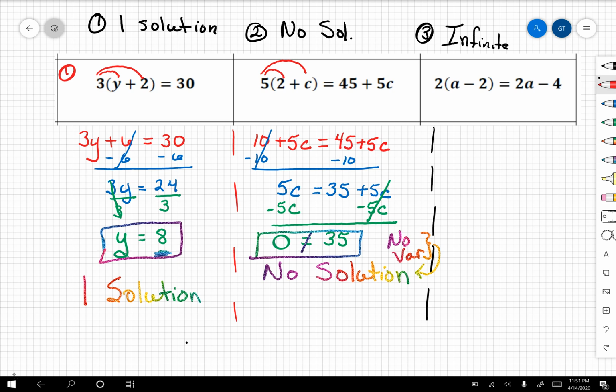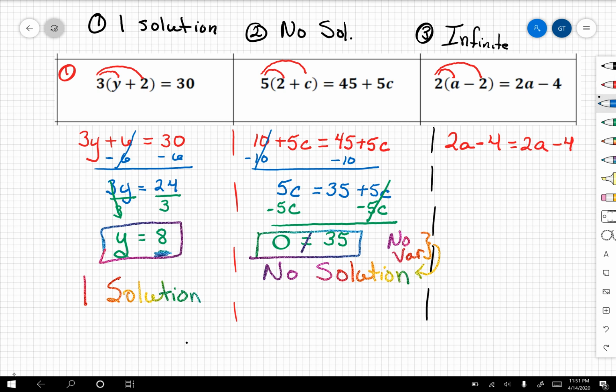The next one we have, we're going to solve this with parentheses. So we're going to get rid of our parentheses first, so do our distributive property. 2 times a is 2a. 2 times a minus 2 gives us a minus 4 equals 2a minus 4.